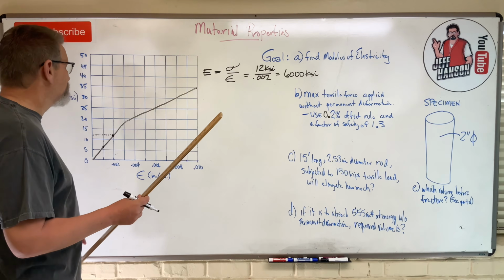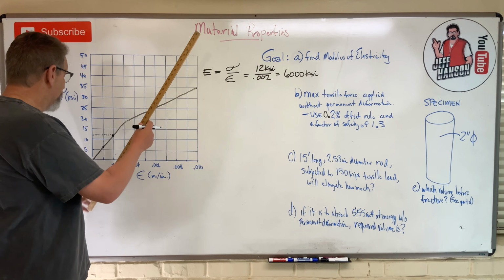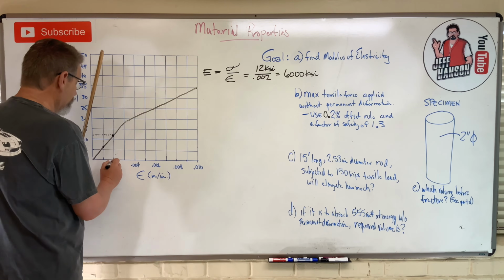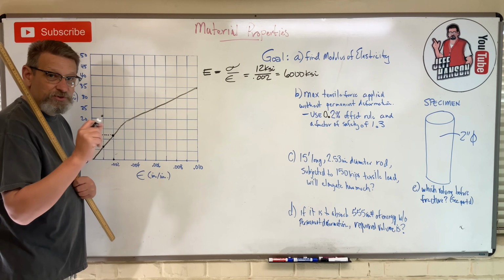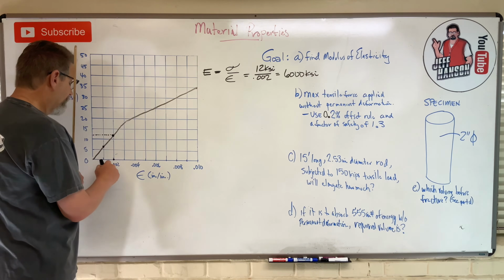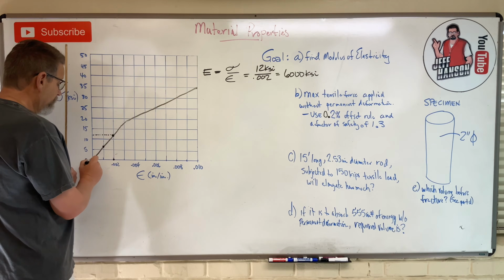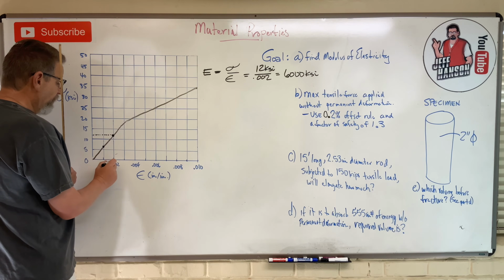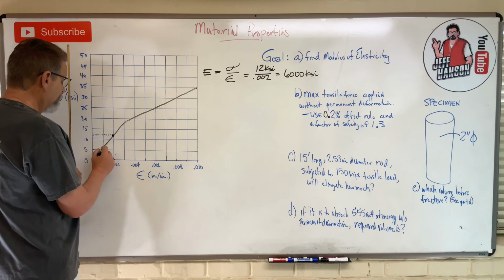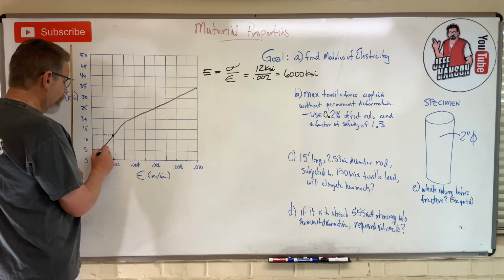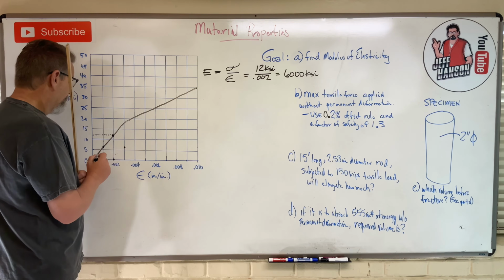What does the 0.2% offset rule say? It says take a point at 0.002, right? 0.2% is 0.2 divided by 100, which is 0.002. And then draw a parallel line. So look here. Go over one box, go over two boxes. So go up to the next one, go over 2 boxes, 1, 2.